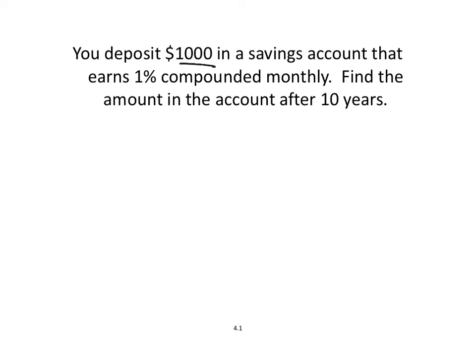I start with $1,000, and it's a savings account that earns 1% compounded monthly. And the goal is to find the amount in 10 years. So what you need is this. Let's pull it into real life. Instead of y, let's call b the balance, equals the initial principal times 1 plus the interest rate as a decimal.